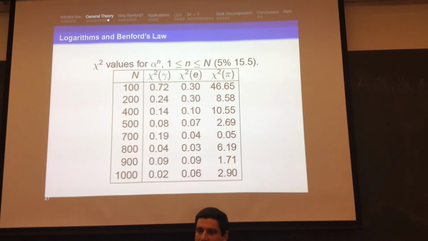Why do you think pi, when I'm looking at Benford's law of powers of pi to the n, why do you think pi to the n is further from Benford than e to the n and gamma to the n? What do you think is going on?